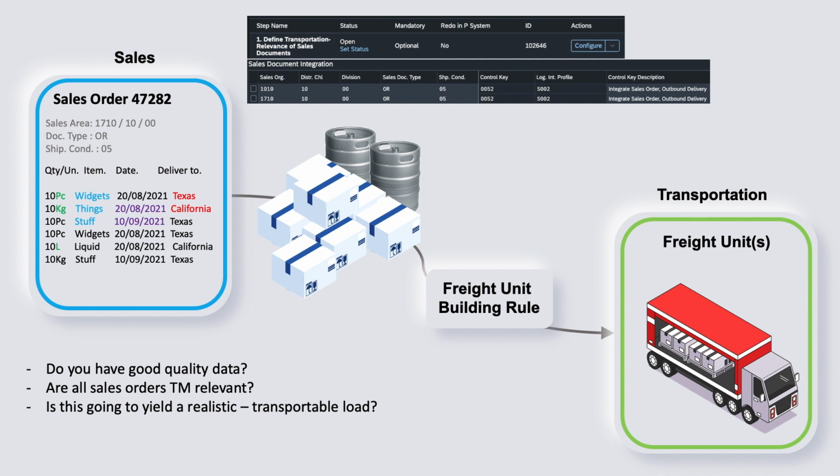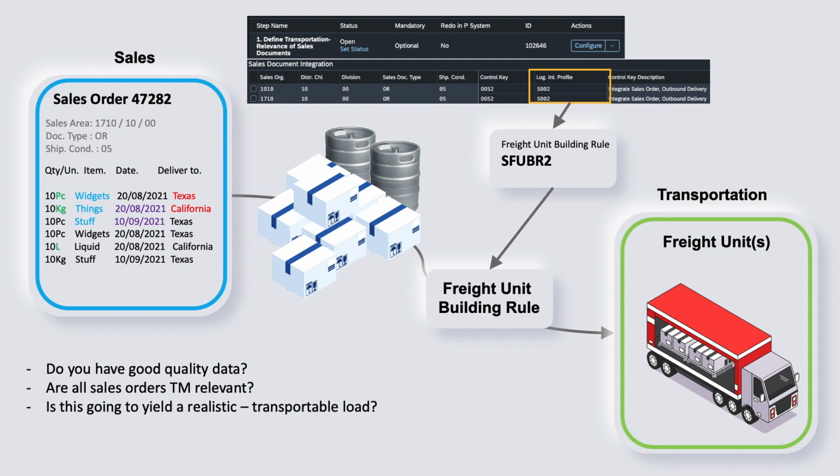The next piece of information that you need to indicate is the logistics integration profile, and in this case we have S002. Now, the one key piece of information I would say that is contained in that logistics integration profile is the freight unit building rule, and the freight unit building rule in this case is FUBR 2. And as we said previously, the freight unit building rule is of primary importance because it is that glue between sales and transportation. And the purpose, the intent of that freight unit building rule is to answer the question, is this going to yield a realistic transportable load?